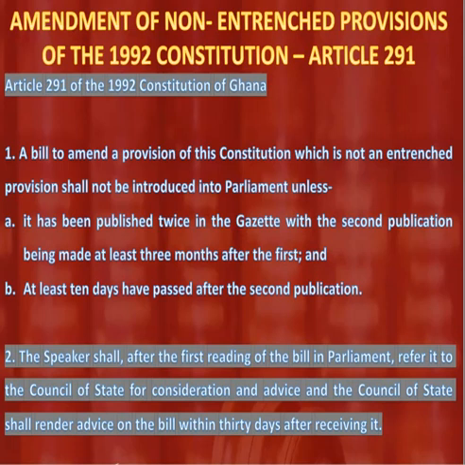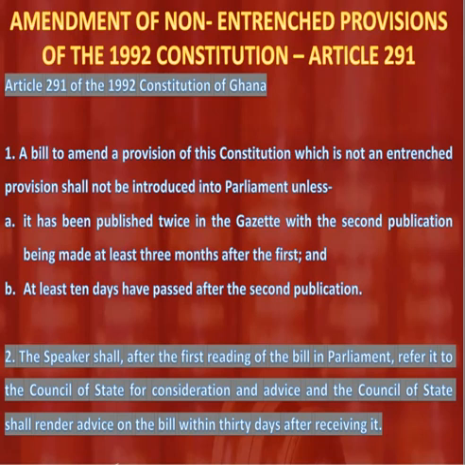It says, and I quote once again, a bill to amend a provision of this Constitution which is not an entrenched provision shall not be introduced into Parliament unless A, it has been published twice in the Gazette, with the second publication being made at least 3 months after the first, and at least 10 days have passed after the second publication. What does this mean?